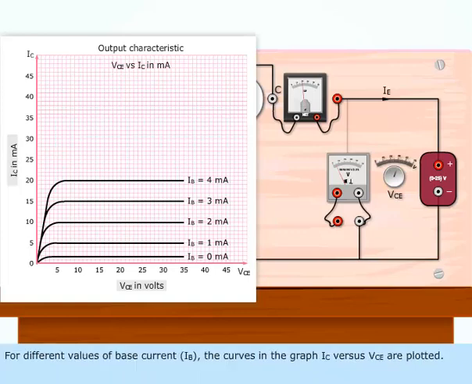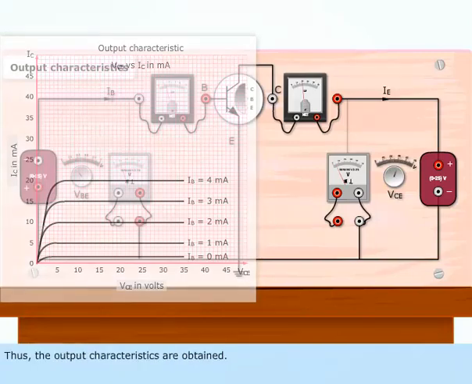For different values of base current I sub B, the curves in the graph I sub C versus V sub CE are plotted. Thus, the output characteristics are obtained.